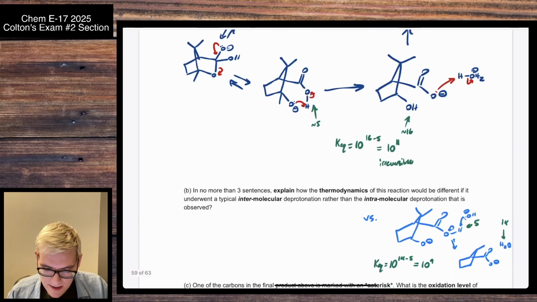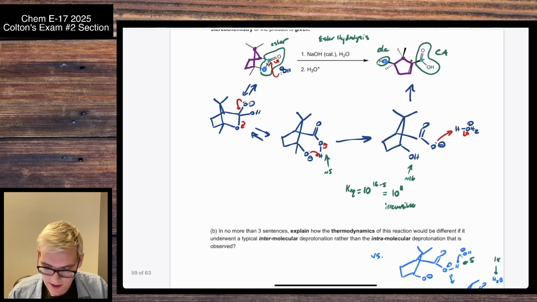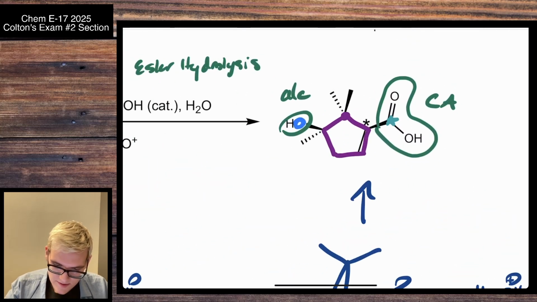Okay. Then last one. One of the carbons in the final product above is marked with an asterisk. What's the oxidation level of that carbon? Oh, okay. So this one. Well, how many bonds does this carbon have to electronegative things? Well, that's a bond to carbon, a bond to carbon, a bond to carbon, a bond to hydrogen. She's boring. She's at the alkane level.